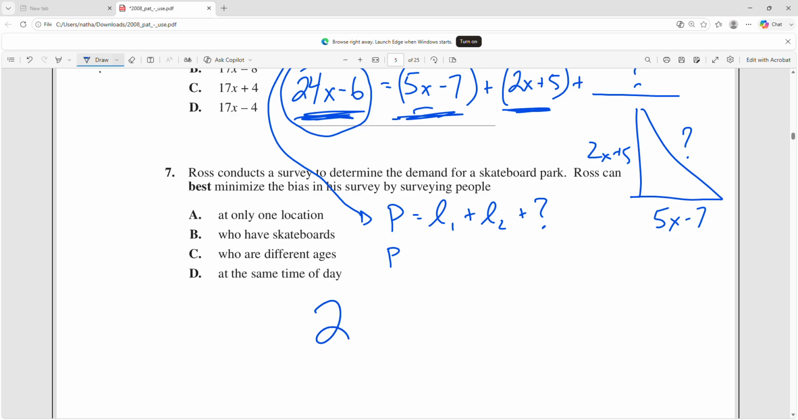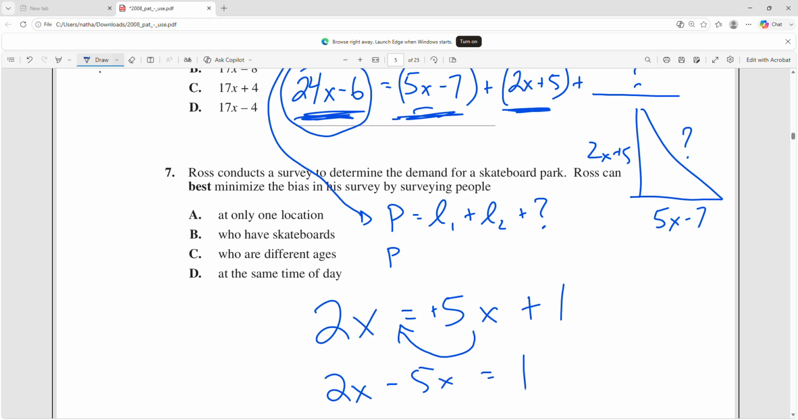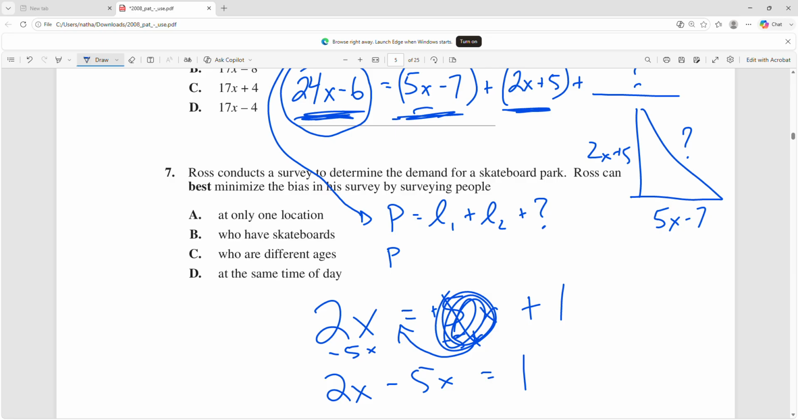So I just had this 2x equals 5x plus 1. I'm just going to think in my head, I move this to this side, and if this was a positive, I'm going to subtract it. So now it's going to end up over here as 2x minus 5x equals 1. So without necessarily having to write below this minus 5x, cancel this, then we minus 5x here, I'm skipping this part, and I'm just moving it over.